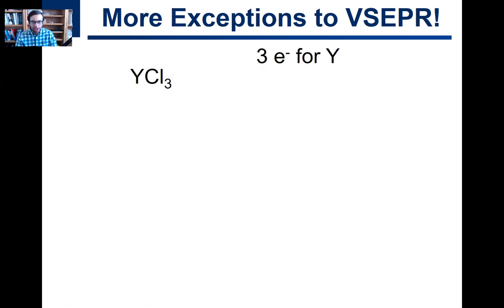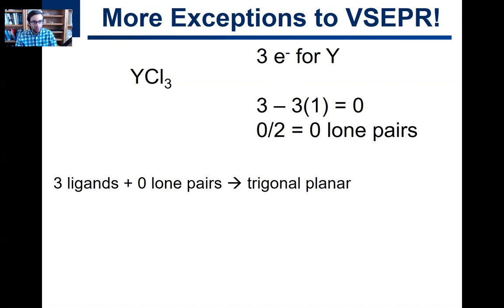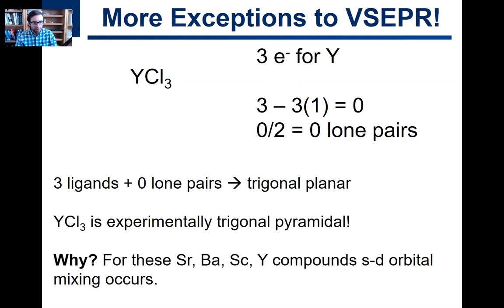Let's do yttrium chloride. 3 electrons for yttrium. We have chloride, that's a halide, so it's a 1 electron ligand, 3 minus 3 times 1. Again, we're going to have 0 lone pairs. This time we have 3 ligands plus 0 lone pairs. That should be trigonal planar. But experimentally, this is a trigonal pyramidal shape. And so, again, certain textbooks will tell you, and this is indeed true, that s-d orbital mixing occurs, and this is why VSEPR is failing here.